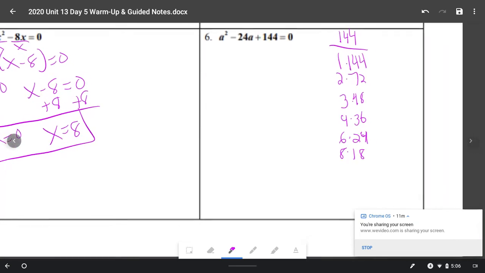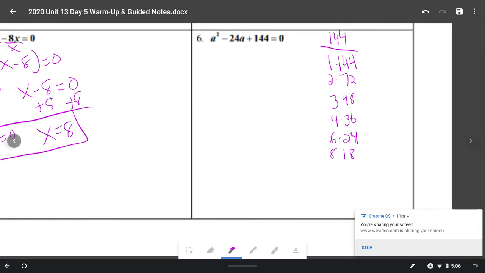Move this up so it's out of the way of that little thing in the corner. 144 divided by 12. I think those are all of them. So now we just check to see if any of those add to give me 24. Well, I see one that adds to give me 24, but it adds to give me a positive 24. I see the middle as a negative.